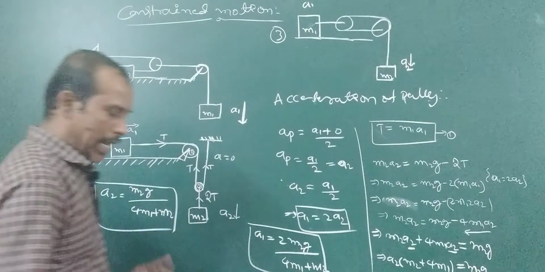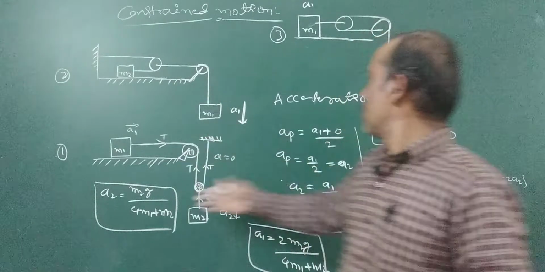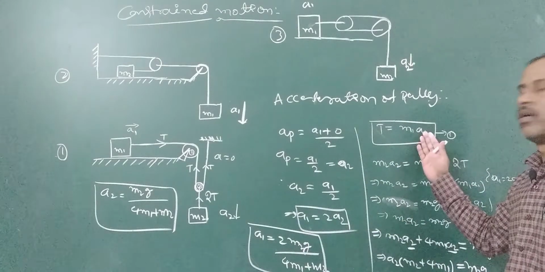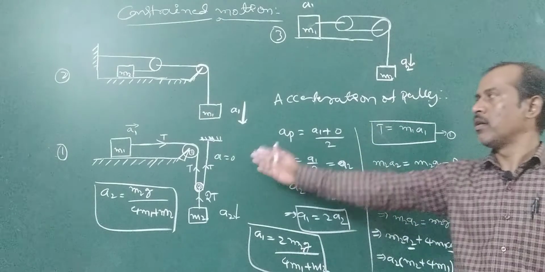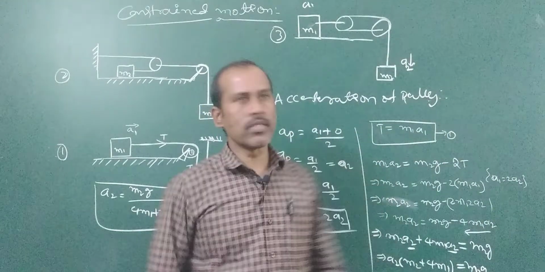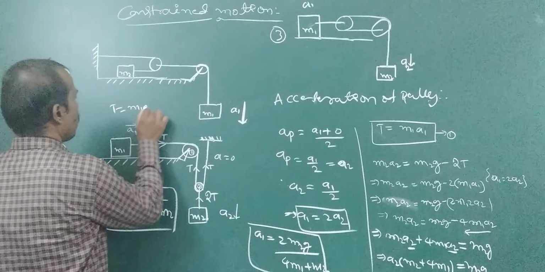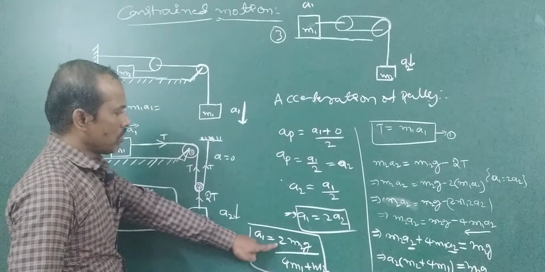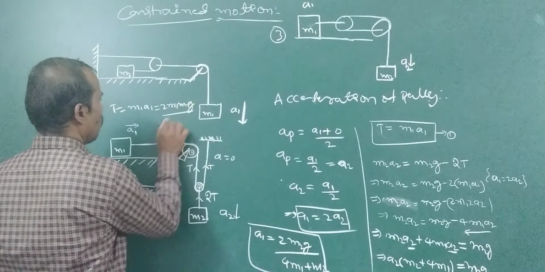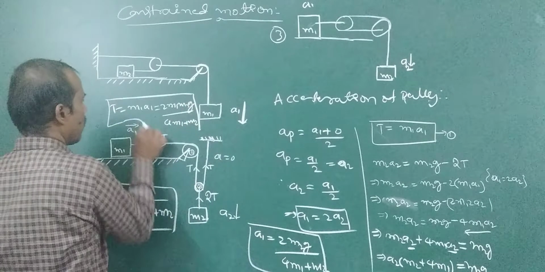Now the tension in the string: T is equal to M1 A1. Substituting the A1 value, we get the tension in the given string. So T is equal to M1 A1, and A1 is 2 M2G by 4 M1 plus M2, giving T equal to 2 M1 M2G by 4 M1 plus M2. This is the tension in the string.